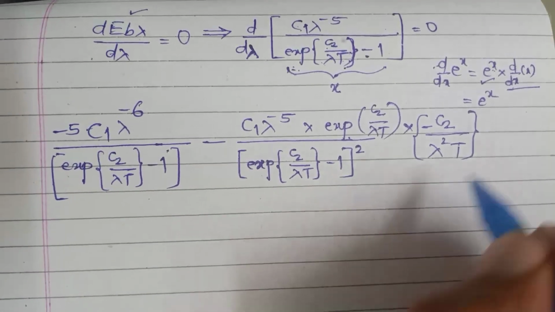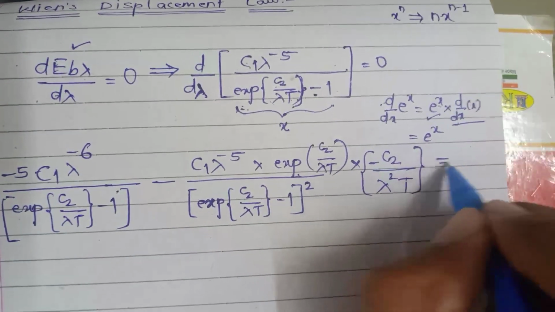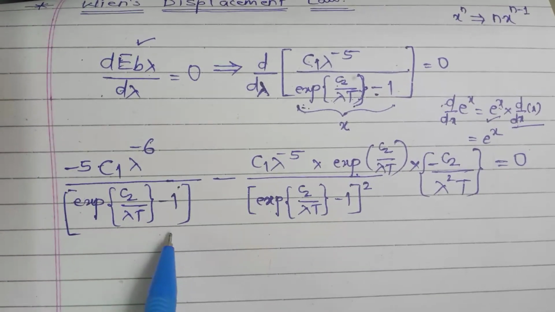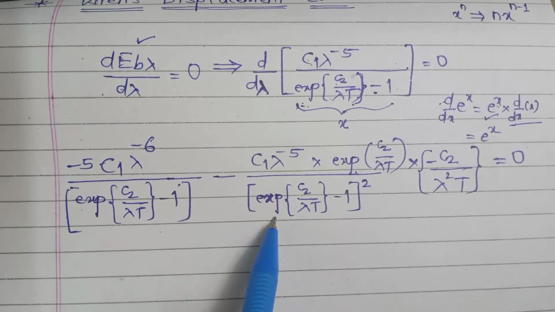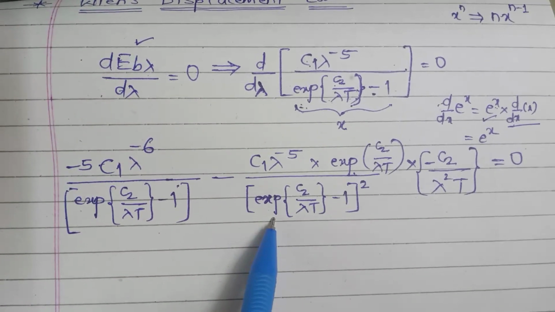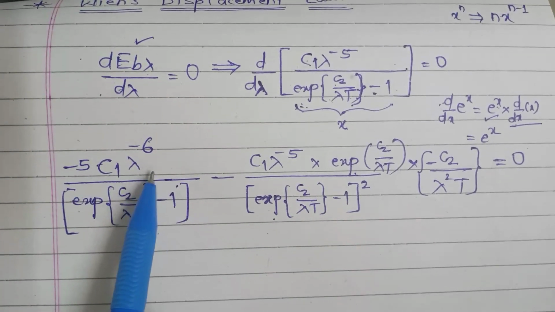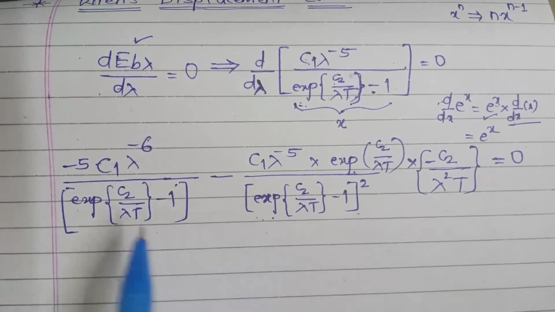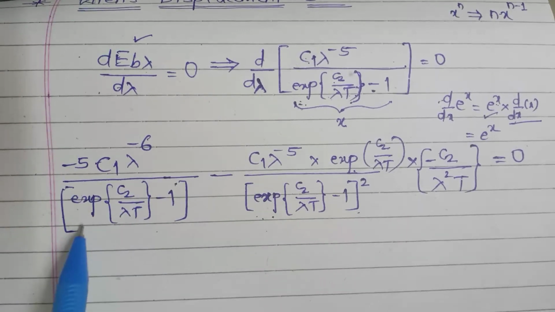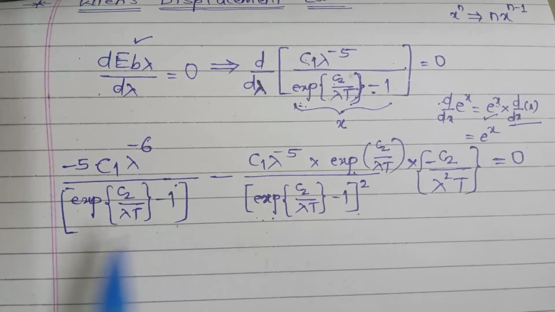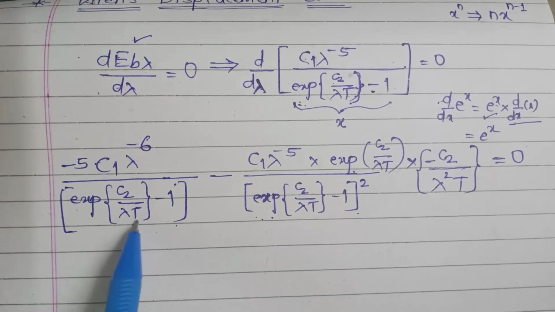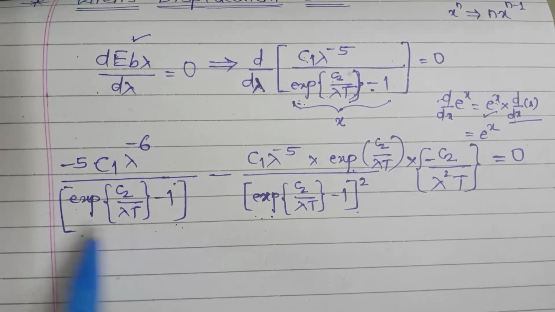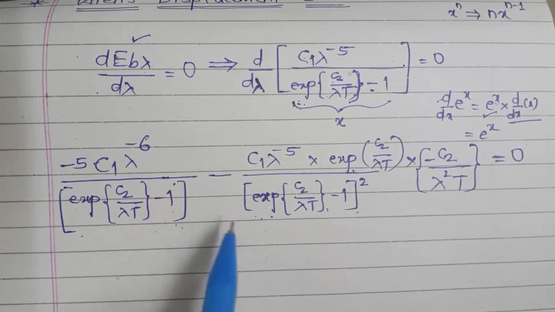And then this entire quantity should be equated to 0. So now we will need to equalize the denominators of both the terms so that we can proceed with further mathematics. So we will multiply the first term, because here it is the square of this entire bracket, we will multiply and divide actually with exponential of c2 by lambda t minus 1, this entire bracket, so that in the denominator both the terms will have the same term.